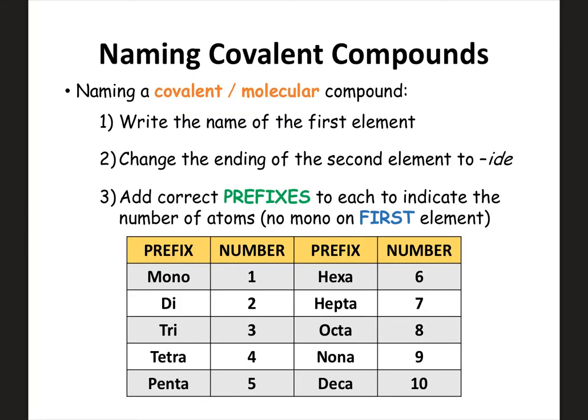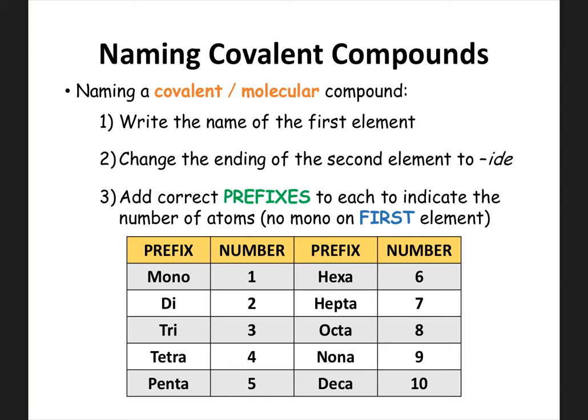I think you'll find here that covalent naming and covalent formulas are much easier than ionic. It's a much simpler set of steps. There's no yes or no. You just literally do the same steps every single time. But you've got to be careful because there are some differences here. You've got to know these are the steps for ionic, these are the steps for covalent, and keep them straight in your head.